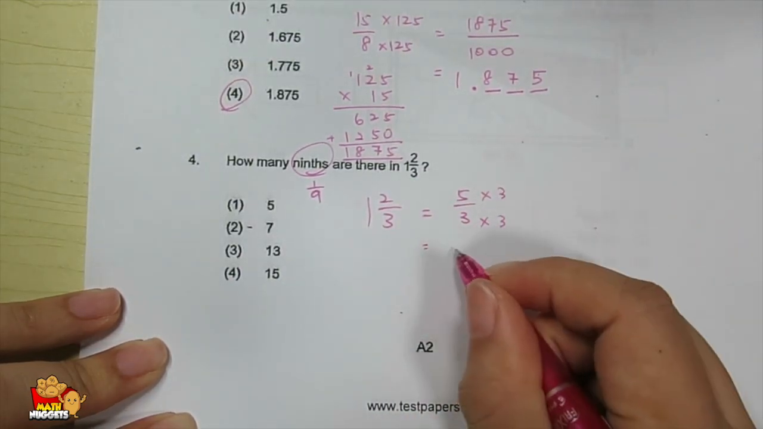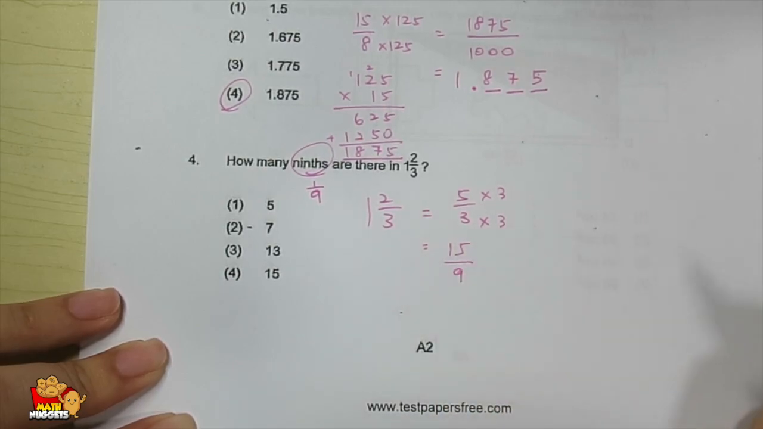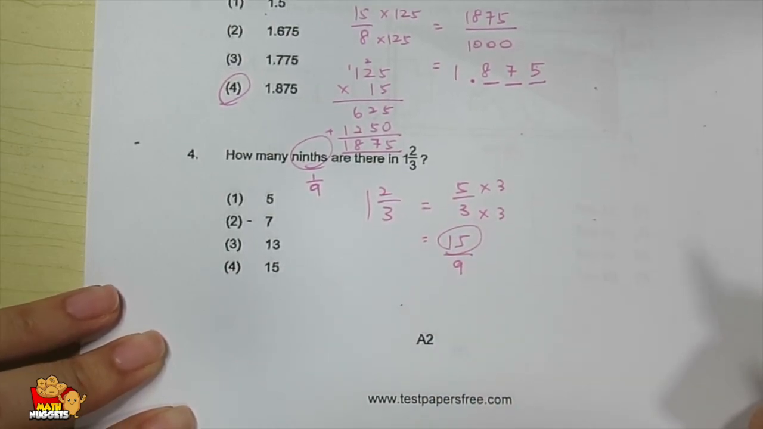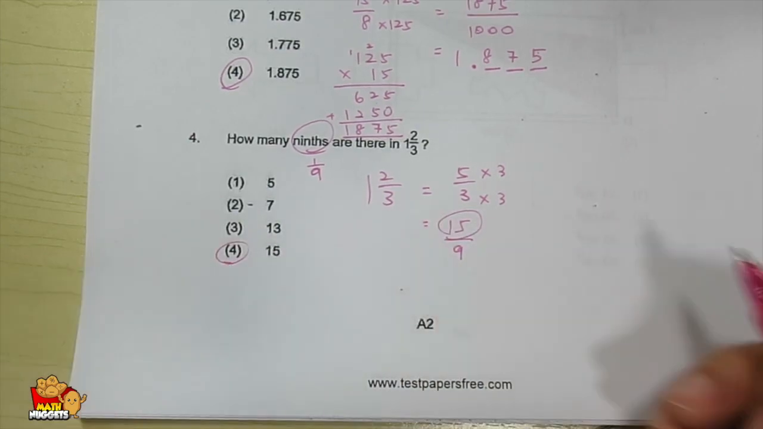Remember to multiply the top as well. So this gives me 15 out of 9. I have 15 9s in this fraction. Option 4.